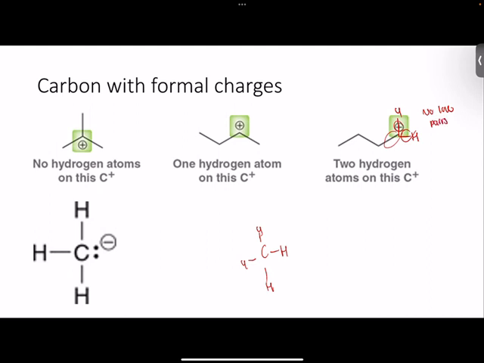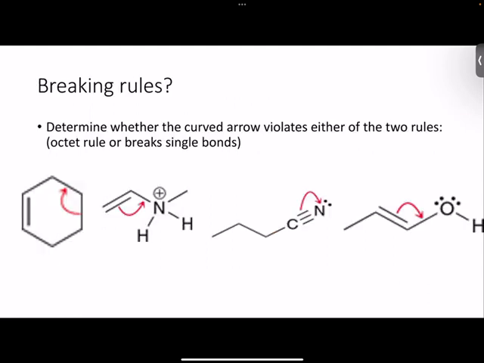But when it's negative, it can do 3 bonds, but it's gonna be a negative. And of course, a lone pair. Once we know all of that, I would say we can begin just by looking at whether we're breaking rules or not. So let's see. Breaking rules: determine whether the curved arrow violates either of the 2 rules.